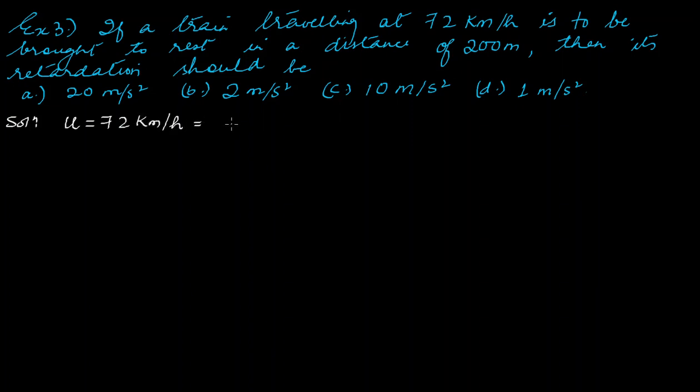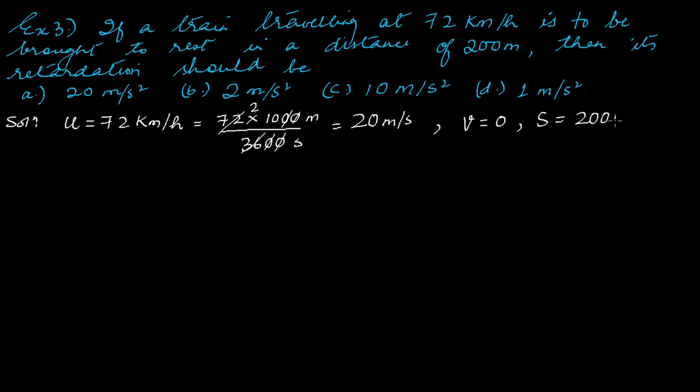How do we convert this to meter per second? So 72 kilometer is 1000 meter, divided by hour. 1 hour is 3600 seconds. So again I do some cancelling. This 36 and 72 will go 2 into 10. This will be 20 meter per second. Is brought to rest. Brought to rest means the final velocity v will be 0, in a distance of s is equal to 200 meter.